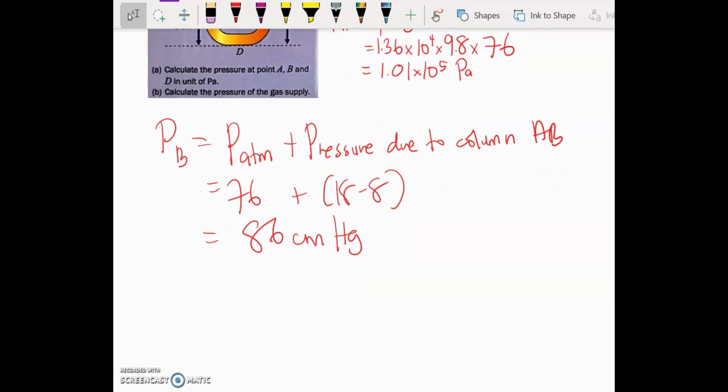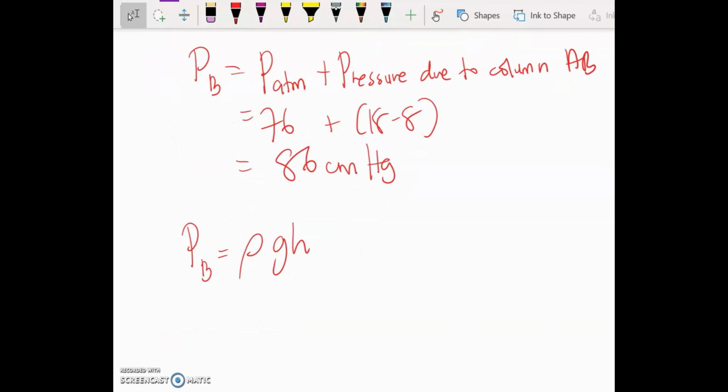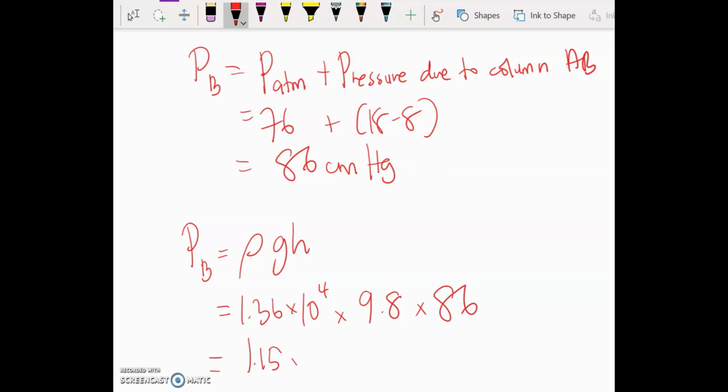Next, you have to convert to Pascal. So similarly, just substitute in formula rho, G, and H. So rho is 1.36 times 10 to the power of 4, G is 9.8, and H is 86. And then you will get 1.15 times 10 to the power of 5 Pascal.